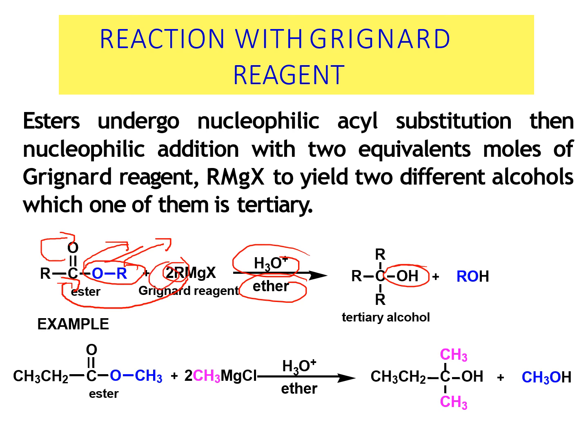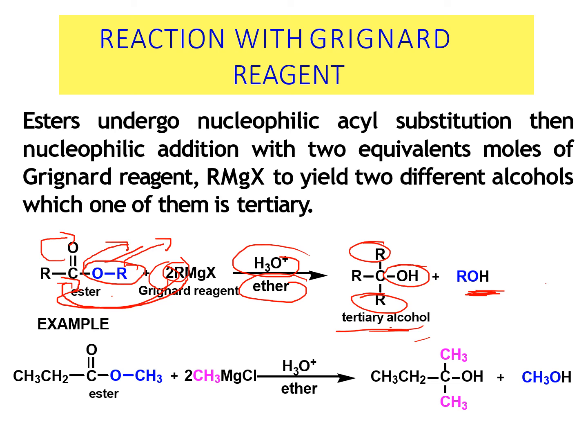Why 3? Because here there are 2, meaning the attack happens twice, because you have 2 RMgX. Where does the R come from? The R comes from the 2 RMgX. So it will form a tertiary alcohol and also the ROH. So ester reacting with 2 Grignard reagent will form a tertiary alcohol and also an alcohol.